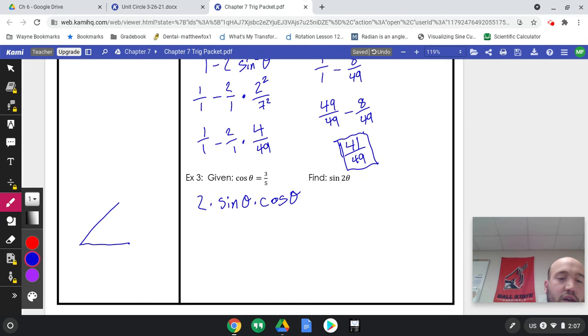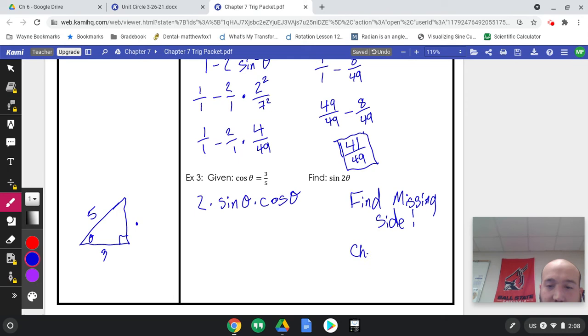Now to find that, hopefully you remember, if we know cosine, if our theta is here, the hypotenuse is right there, and our adjacent is right there, we need to figure out that opposite side. If we find the missing side, then we can solve this. So find the missing side. Once we have this set up, we can simply check our Pythagorean triples on the unit circle. I don't know if you remember that, but we have that list. So pull out that sheet, take a look. Some of you probably have this memorized, but with a 3 and a 5, we know that missing side is 4.